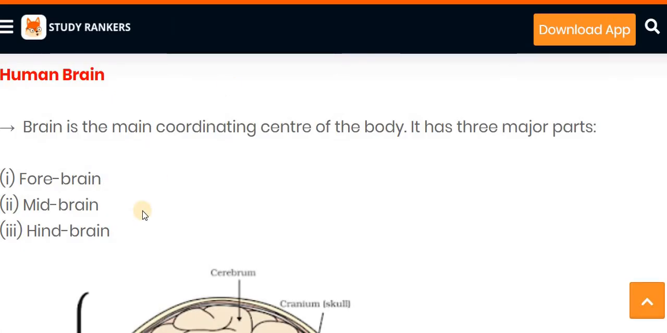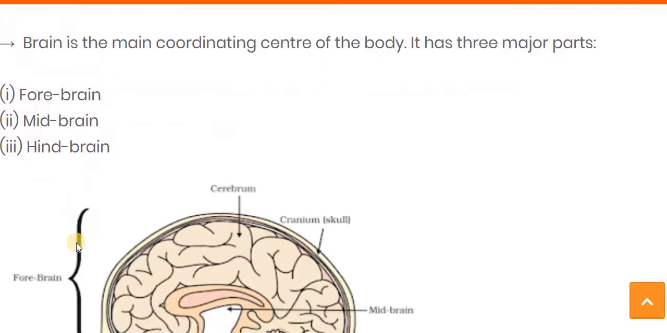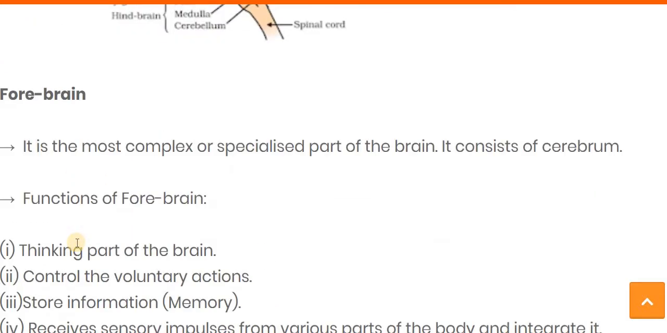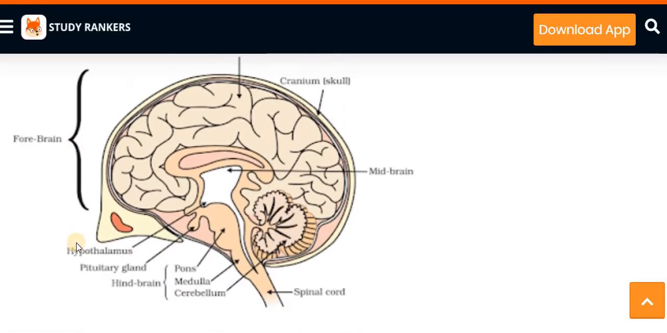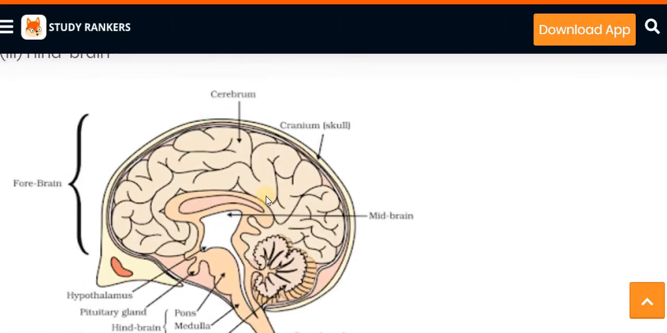So, the human brain. The brain is the main coordinating center of the body. It has three major parts, as I told you: forebrain, midbrain and hindbrain. And here you can see the figure of the brain. This brain is located in the bony structure called the skull, or you can say the cranium.